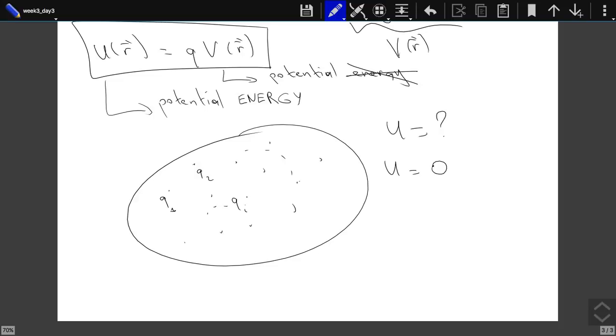We start with 0. We bring charge Q1, or let's say 0 times Q1, to its final position. The potential at that position is 0. So the change in the potential energy of the system will be its charge multiplied by the potential at its final position. Then we bring the second charge, Q2.